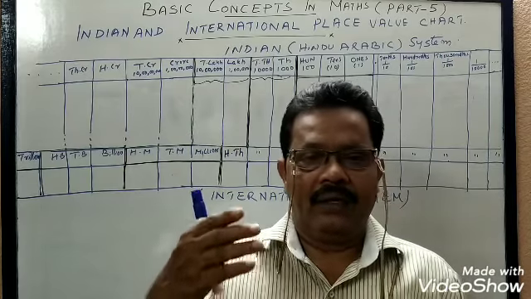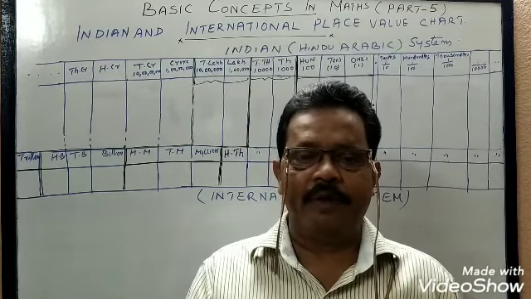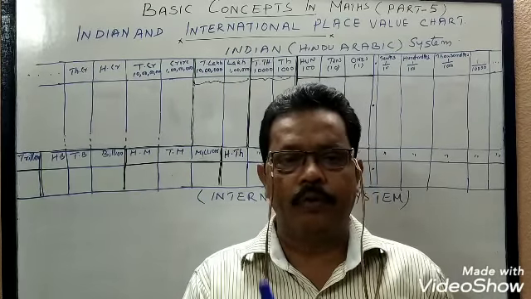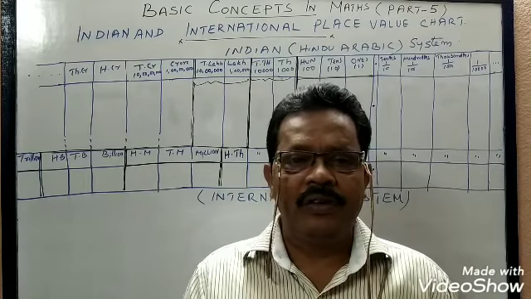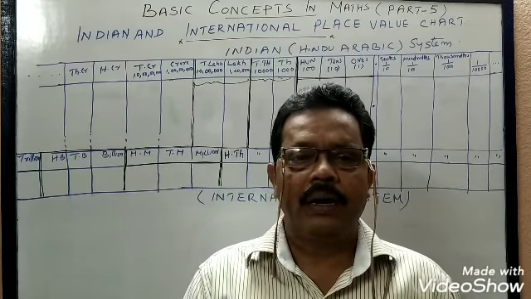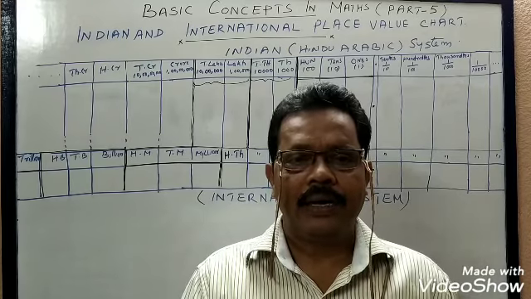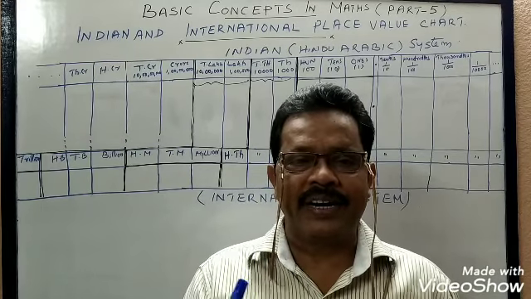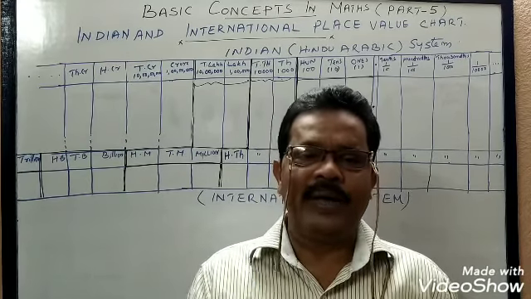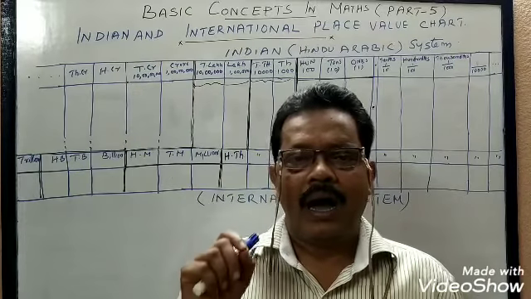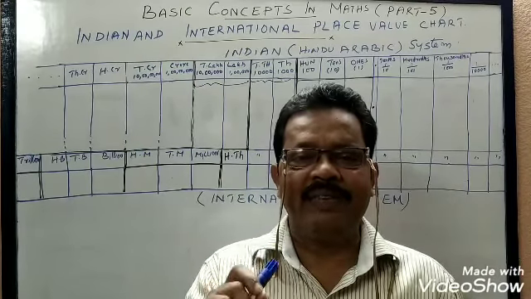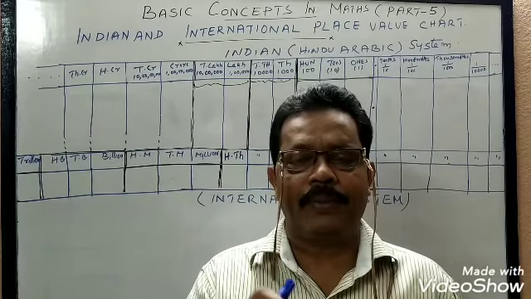In the Hindu-Arabic system of numeration, we give the name of a number according to a certain rule. And in the international system of numeration also, we give the name of a number according to a certain rule. That rule is known as numeration. What is meant by numerals? Numerals means how to give a symbol for a number.